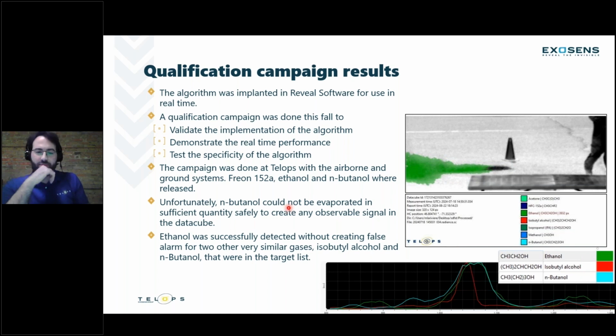The campaign was done at Telops as well with those two systems, airborne and ground. We had freon, ethanol, and butanol that were released. Sadly, that n-butanol couldn't be evaporated enough to have a significant quantity of gas that could be observed with that sort of lower signal. But we had ethanol and freon that were able to be compared, and there was no creation of false alarm in that case, even though they can be very similar in terms of IR signature. And we had those other alcohols within the detection list that the algorithm was trying to detect that were very similar as well, and there was no false alarm with those.